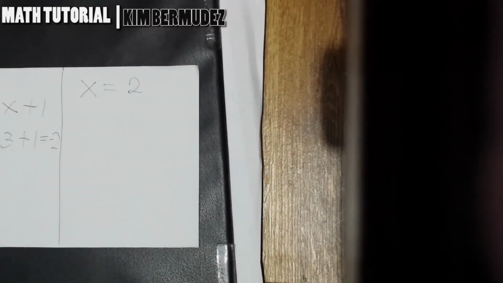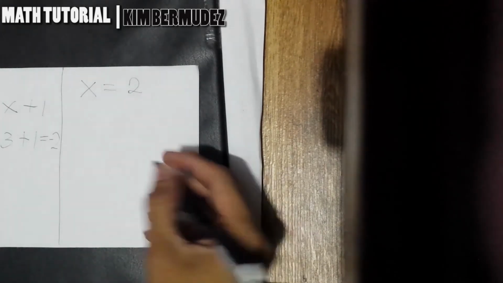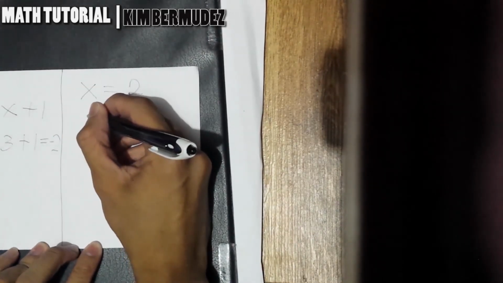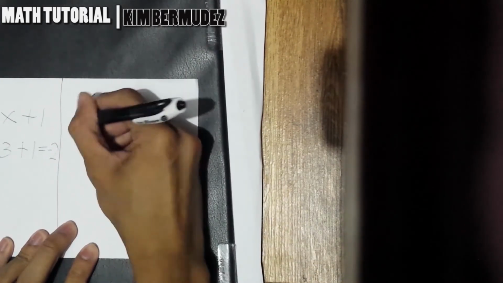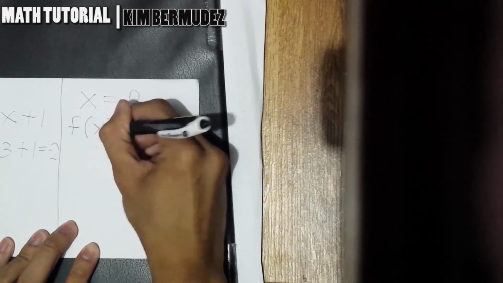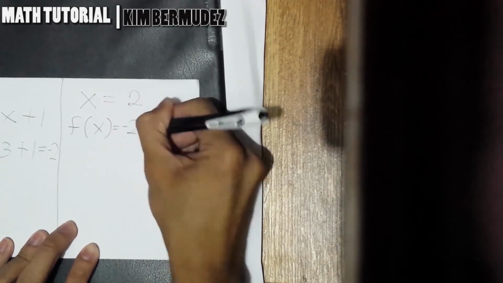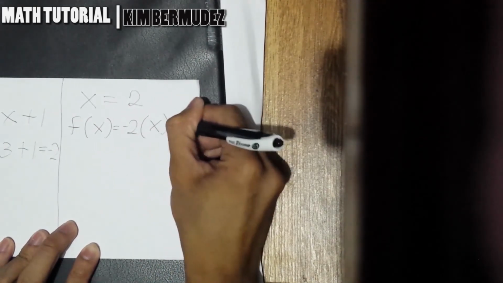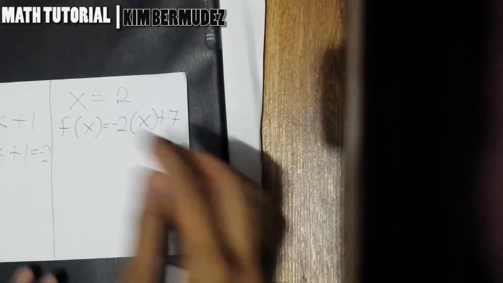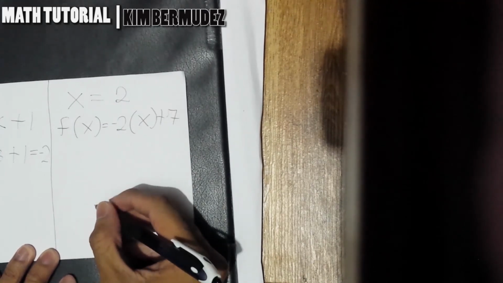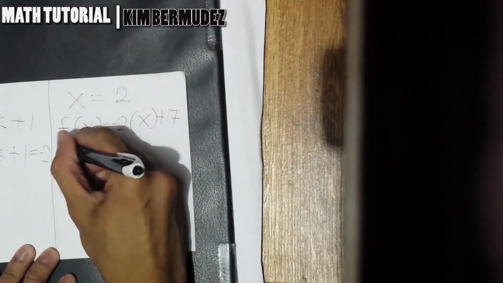Let us proceed to x equals 2. Since x equals 2 is equal to 2, we use the second function to evaluate x equals 2. Again, I substitute 2 for all x in the equation.